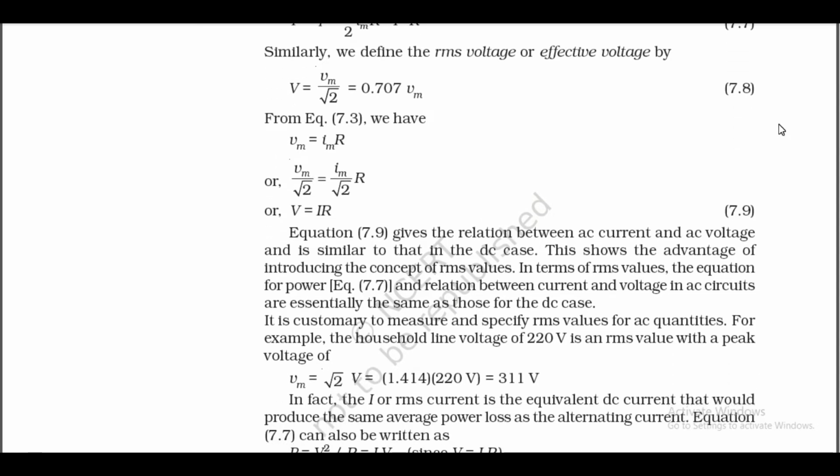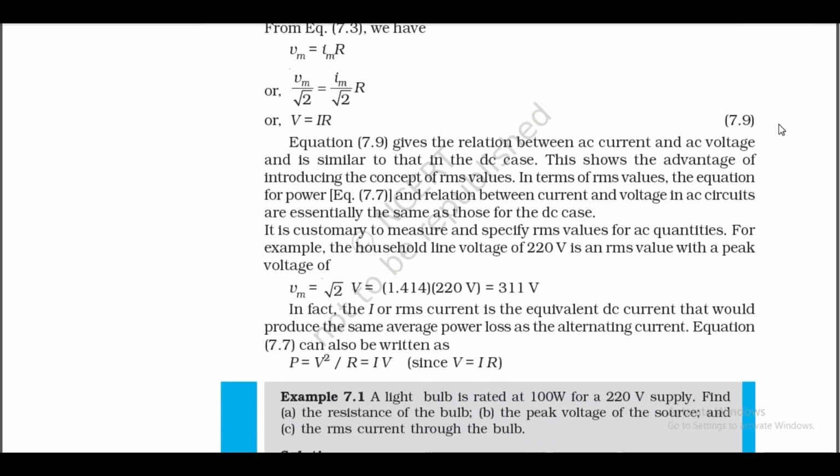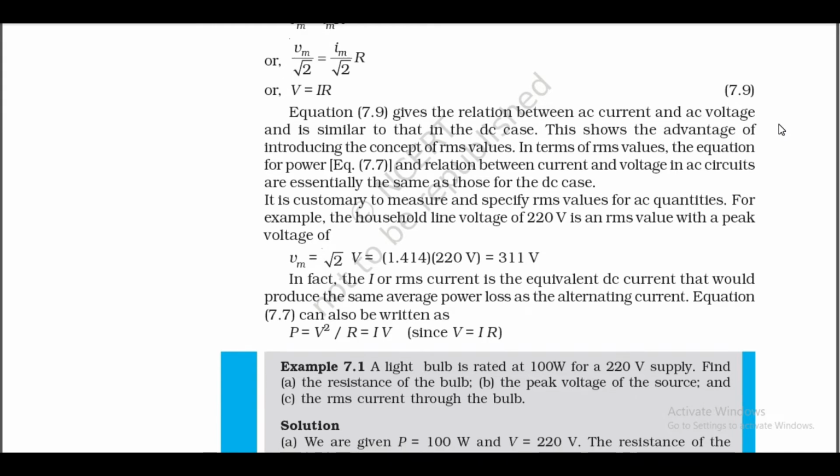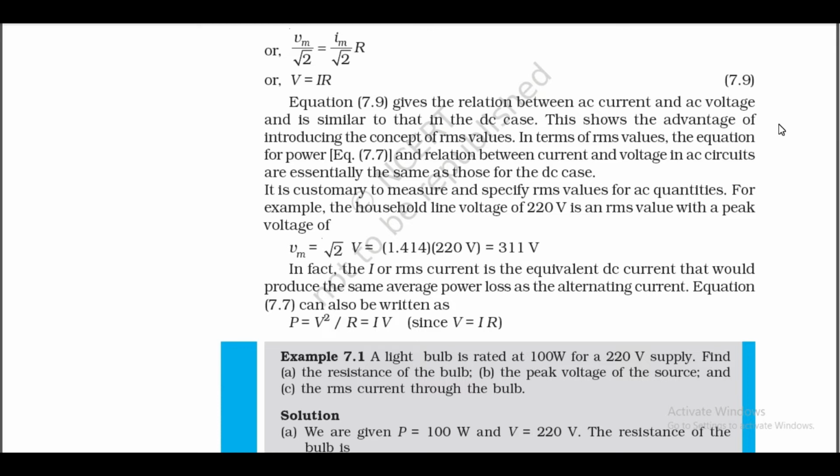Equation 7.9 gives the relation between AC current and AC voltage and is similar to that in the DC case. This shows the advantage of introducing the concept of RMS values. In terms of RMS values, the equation of power, equation 7.7, and the relation between current and voltage in AC circuits are essentially the same as those for the DC case. It is customary to measure and specify RMS values for AC quantities.